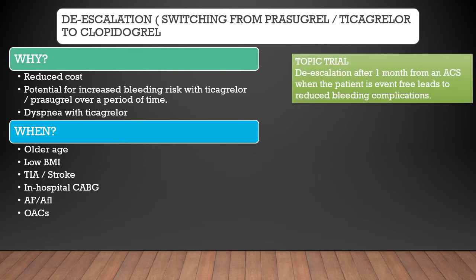The TOPIC trial showed that de-escalation after 1 month from an acute coronary syndrome, when the patient is event-free, leads to reduced bleeding complications. So that is one of the evidence in favor of de-escalation.